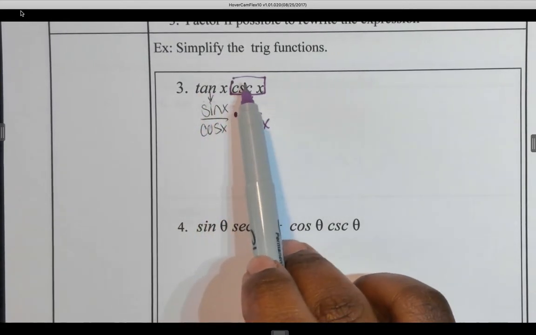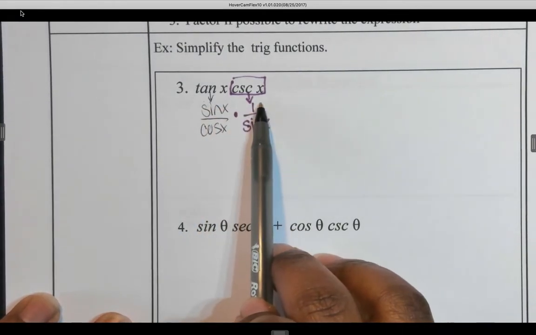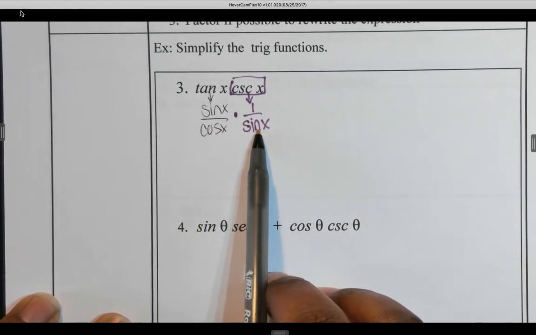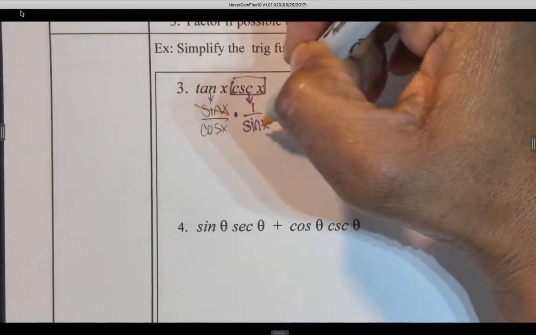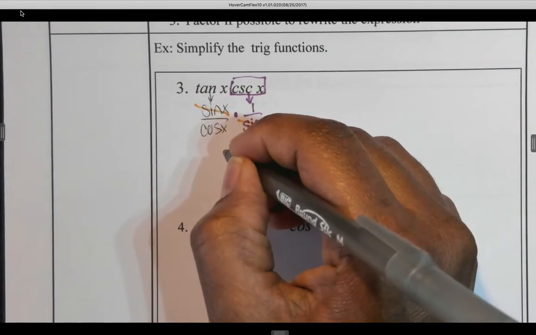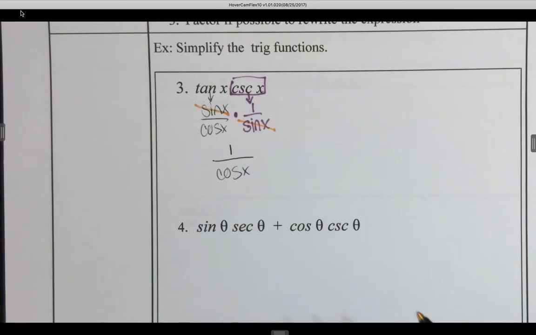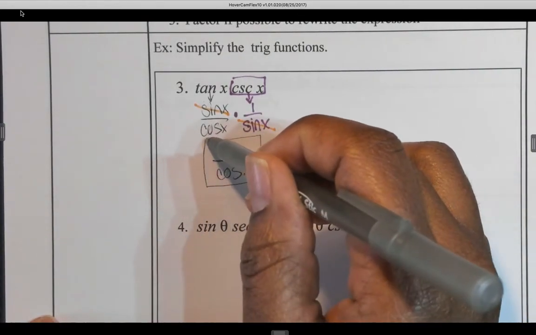I rewrote tangent, I rewrote cosecant, and now with my algebra skills, I know, if I have sine x over cosine x times 1 over sine x, I could do a little bit of simplifying. I could simplify now or I can wait till the end, but I'm just going to do it now. Sine x divided by sine x cancels out. It's just 1. So now I have 1 in my numerator and cosine in my denominator. So this is an equivalent expression.